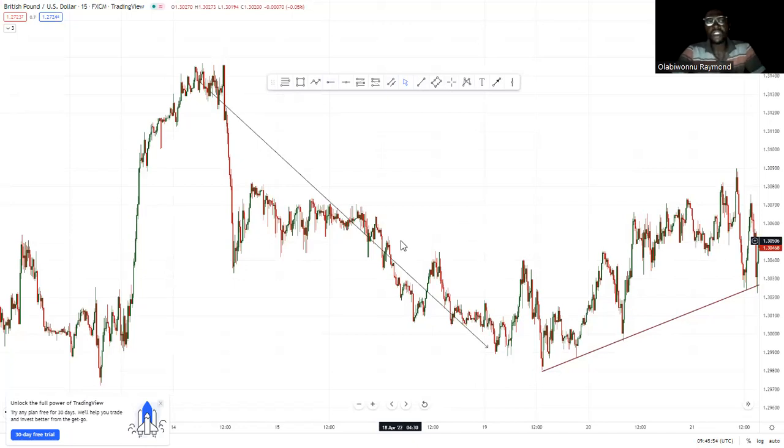Number one, you draw your trend into the future. Number two, you don't just connect 2 points. You connect those 2 points and extend it into the future. So that's how to draw a trend line.